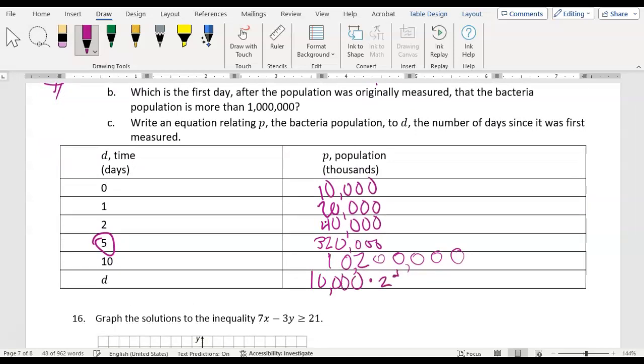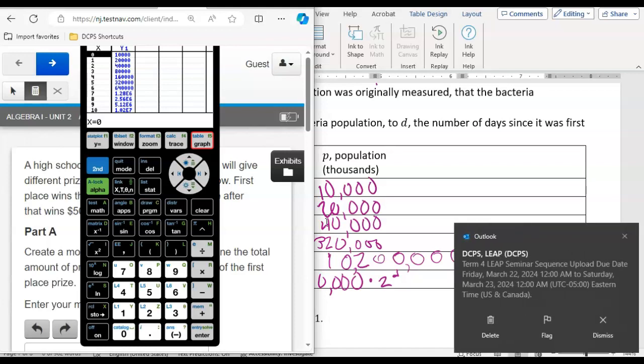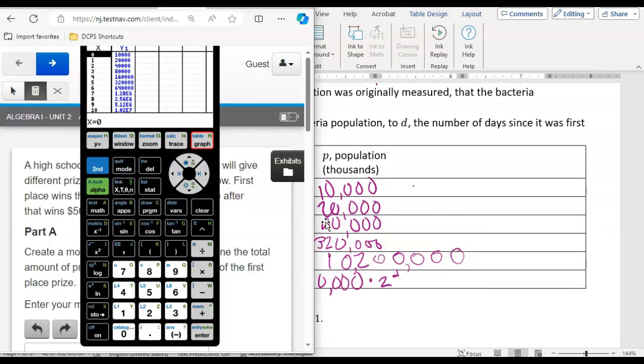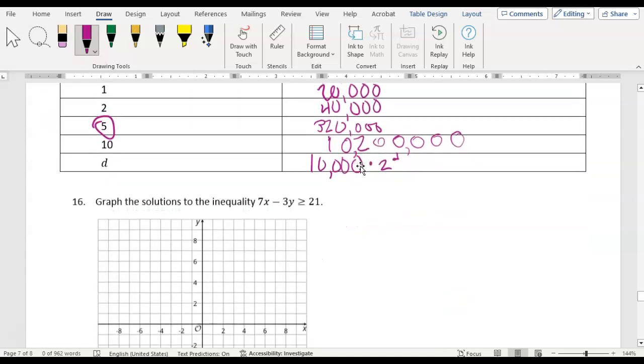And so then our population in terms of D, using our equation, would be 10,000 times 2 to the power of D. All right, and so the question asks then, what is the first day after the population was originally measured that the bacteria population is more than 1 million? Well, let's look and see where it gets to the 1 million point. It appears that when we get to the 7th day, we are going from 640,000 to 1.2 million. All right, and so that would be between days 6 and 7. So on day 7, that's when the bacteria population is more than 1 million.